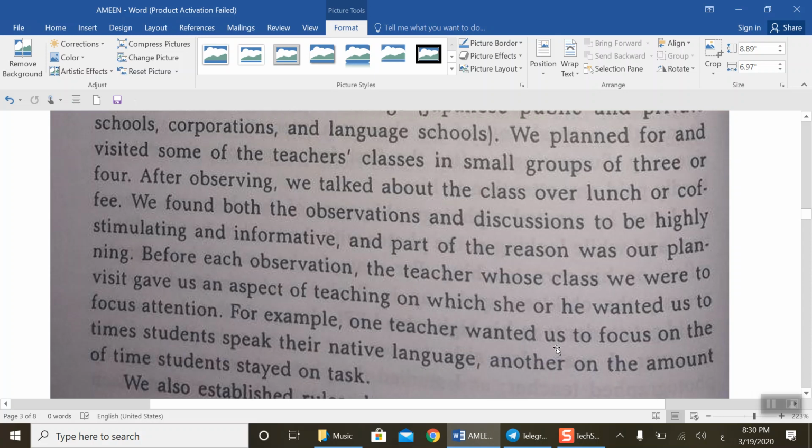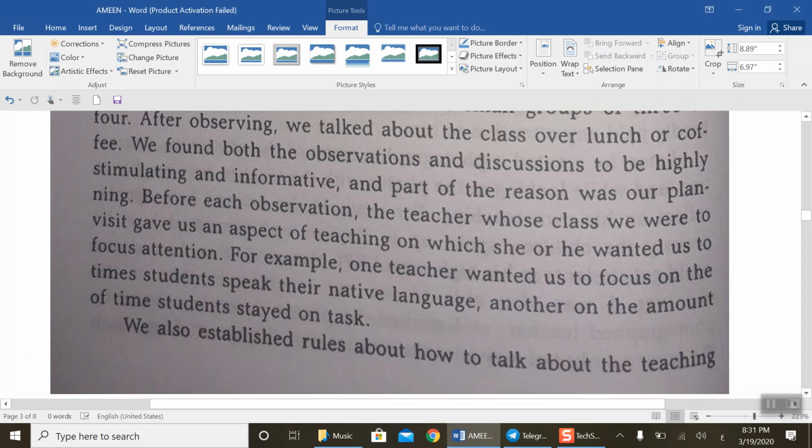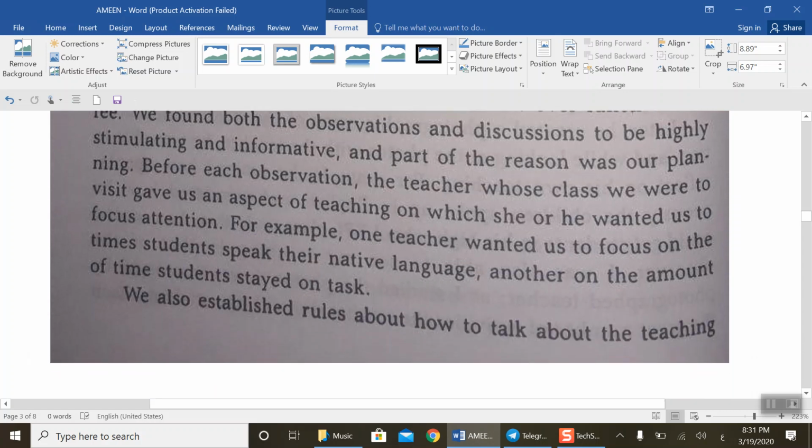One teacher said we should focus on the time students speak their native language. Another on the amount of time students stay on task. So they talk with each other. Each one gives his own opinion about teaching, because they are ESL teachers.